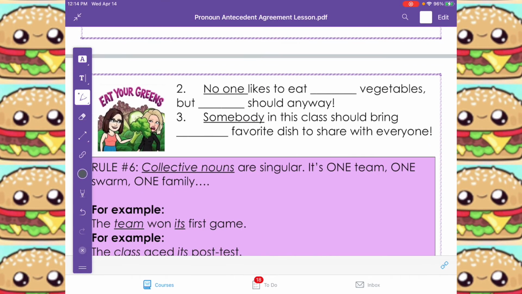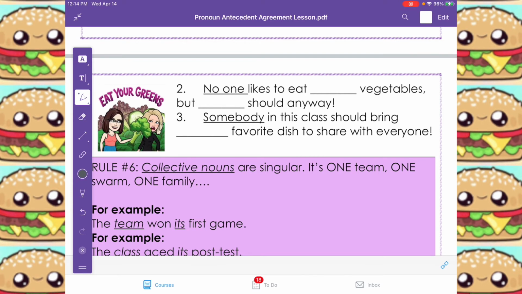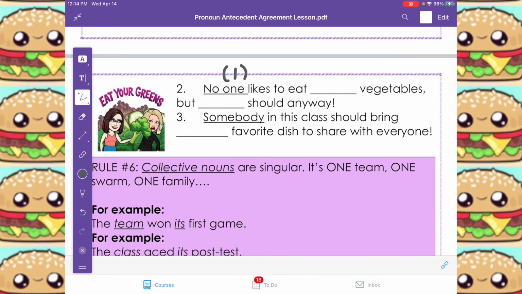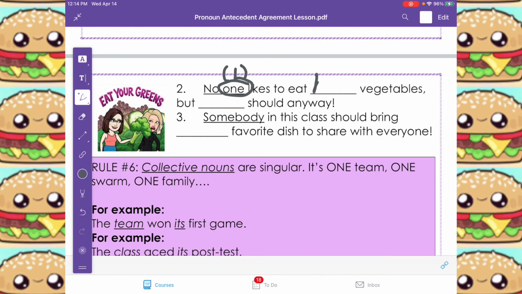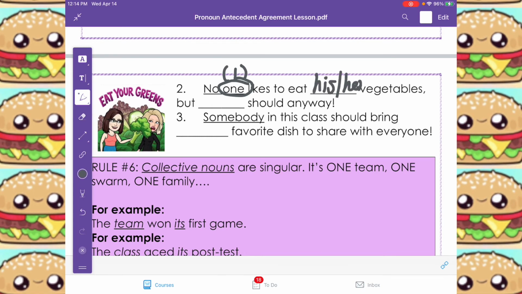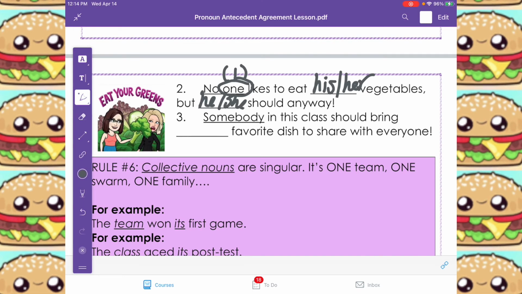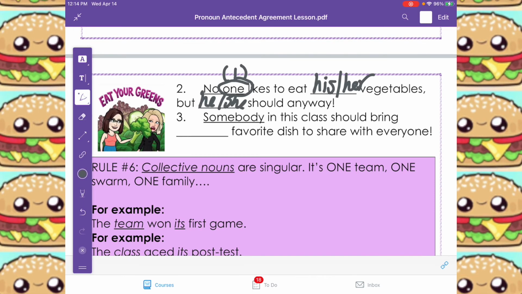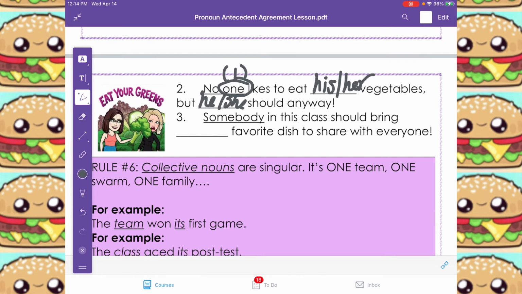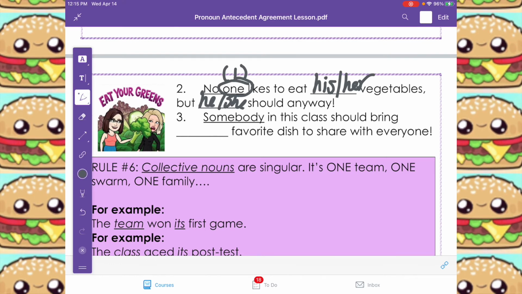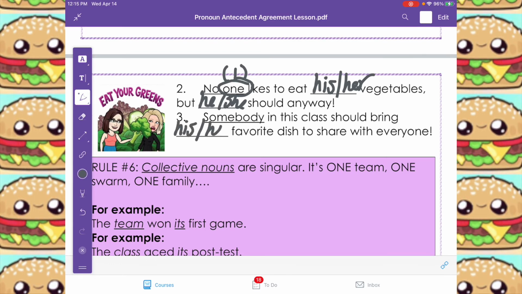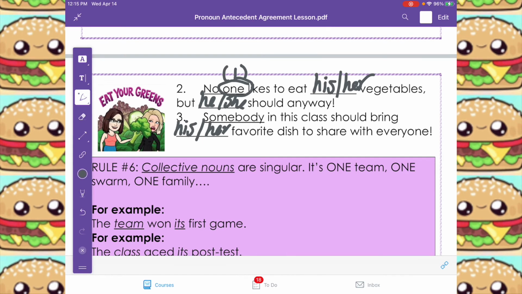No one likes to eat blank vegetables, but blank should anyway. No one person. His or her. But he or she should anyway. Somebody, some one person in this class should bring his or her favorite dish to share with everyone.